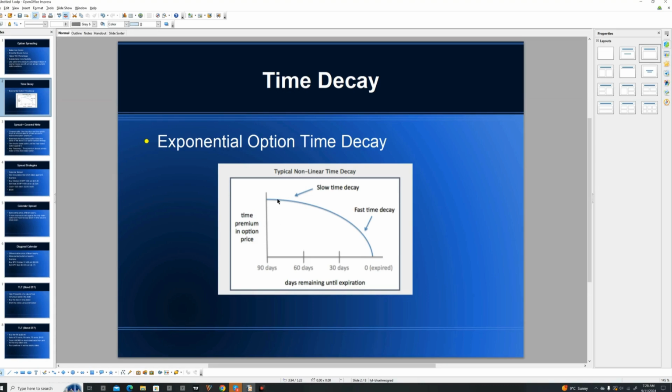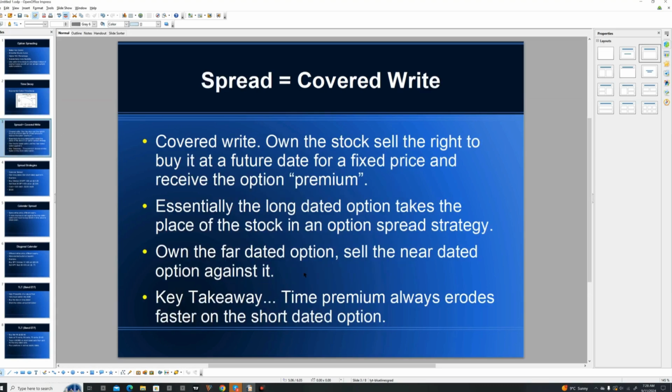Now, another way to look at this is to look at it in terms of a covered write. On a covered write, you probably have heard this expression: you own the stock and then you sell the right to buy it at a future date. So you buy 100 shares of XYZ company at $100. You sell a 105 call for $2. You receive the $2 premium no matter what. If the stock goes up to 105, somebody will buy it off you. So you collect the $5 profit plus the $2 you wrote. So you make a 7% return.